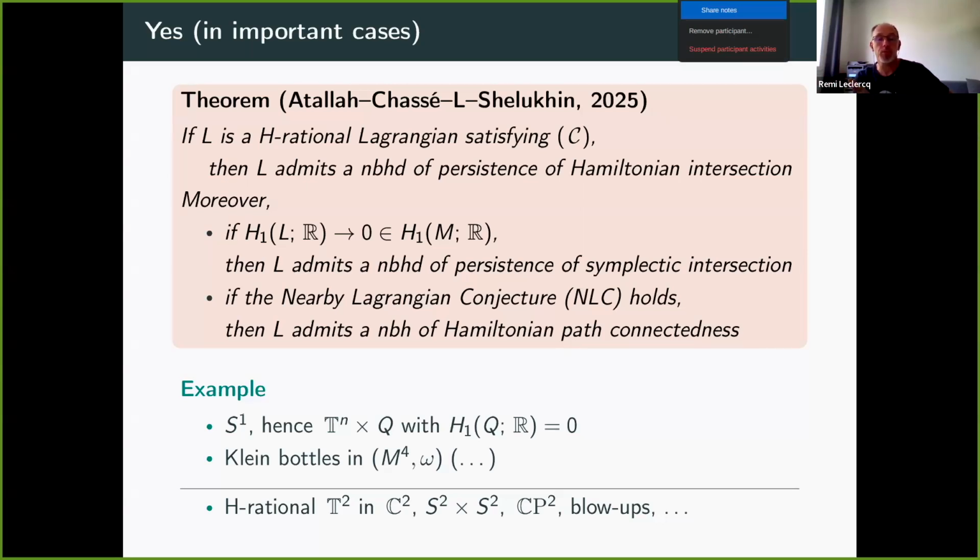We also have Klein bottles because of the covering property. Actually, for Klein bottles, we also have an ad hoc proof, which is really nice, and it is based on the non-existence of Lagrangian Klein bottles in C2, which is a deep result by Nemirovski and Shevchishin.